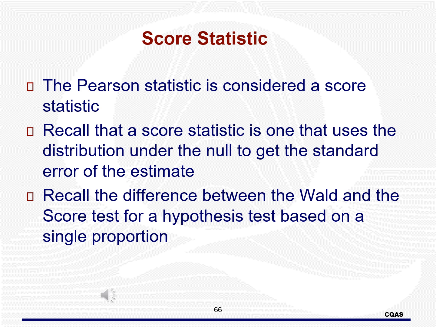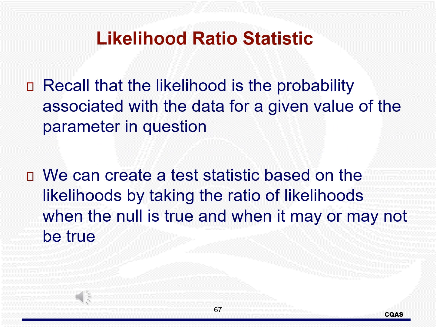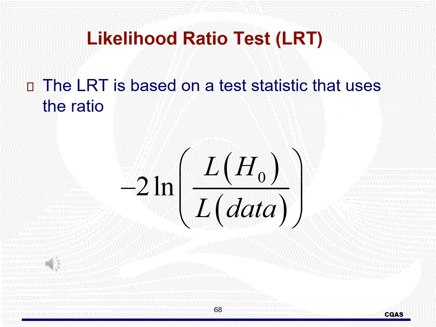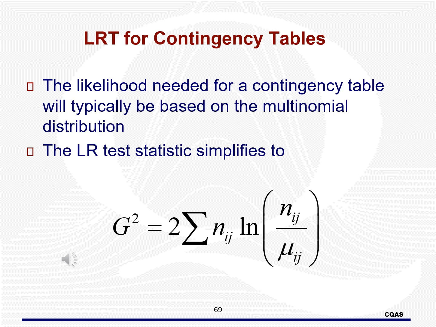We can also check for association utilizing a likelihood ratio statistic. Recall that the likelihood is the probability associated with the data for a given value of the parameter in question. We saw earlier that we could create test statistics and confidence intervals based on the likelihood. The likelihood ratio test is based on the ratio given in the slide. Recall that in most cases, the distribution used for contingency tables is the multinomial distribution. The likelihood ratio test statistic given the multinomial distribution is given in the slide.